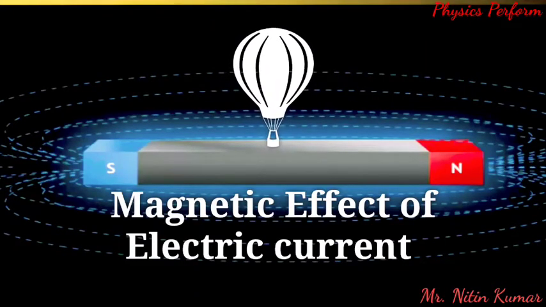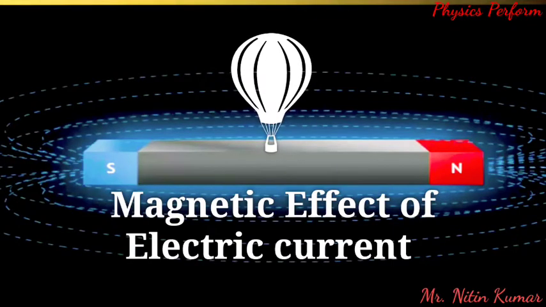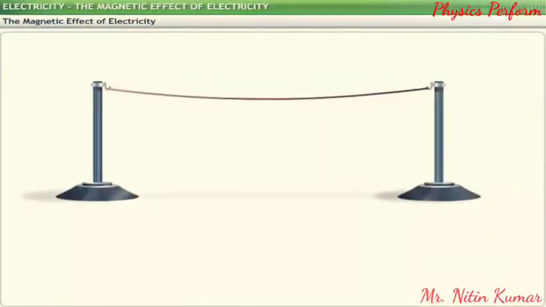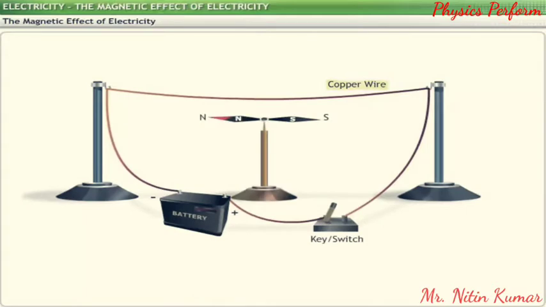ऑफ इलेक्ट्रिक करंट। Hans Christian Ørsted conducted an experiment to demonstrate that electricity produces a magnetic effect. The experiment is set up for you as you can see.